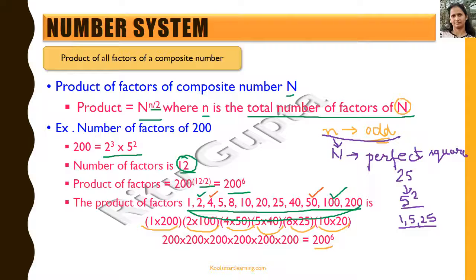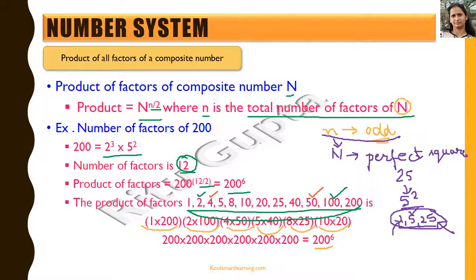But for finding the product of factors, this will not be applicable because we cannot pair them up. We can pair 1 and 25. We can pair these two numbers, but for 5 there is no pair because it was to be multiplied with itself. So we've taken it as 5 only once.